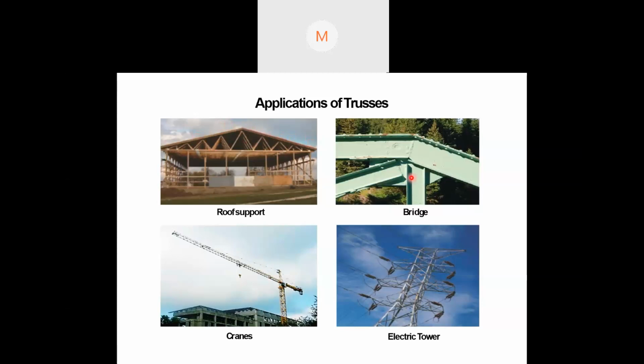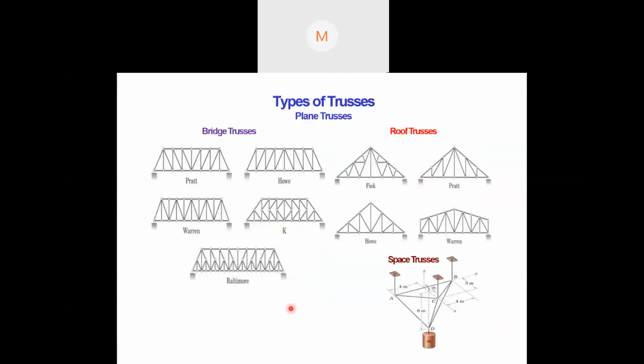Now, if you see in a bridge, just now we discussed, right? The edges of the bridge are truss. Now, in electric towers, this kind of tower is very common for transmitting high capacity power. So these are also basically trusses, right? And similarly, large size cranes are also basically trusses. So these are the examples of truss.